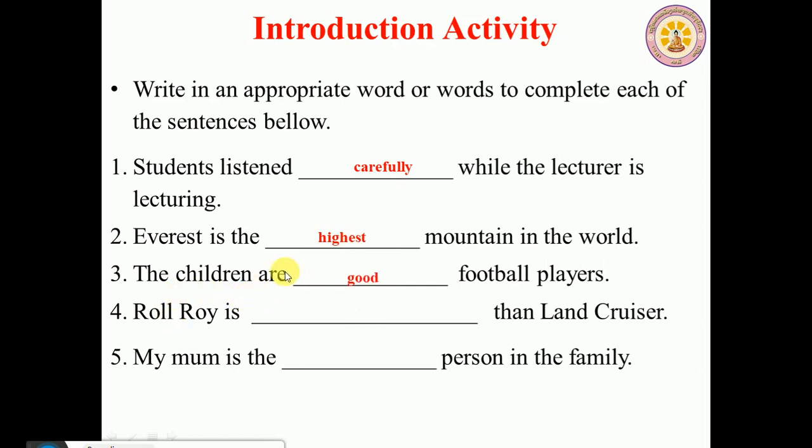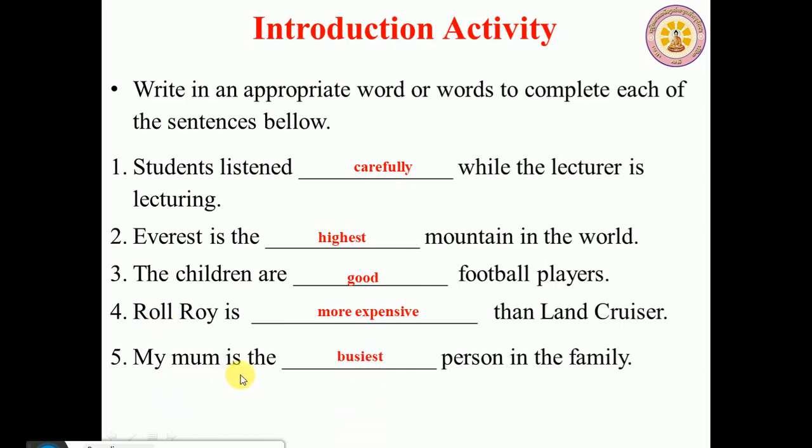Okay, one more. The children are good football players. So I use good here as an adjective because player is the noun. Football players is the noun. So noun needs adjective to add more meaning. Okay, one more. Rolls Royce is more expensive than Land Cruiser. So I use more expensive, a comparative adjective, because Rolls Royce is the noun and Land Cruiser is the noun, so we use adjective to add more meaning to the noun. What is more expensive than Land Cruiser? The Rolls Royce. Rolls Royce is the noun.